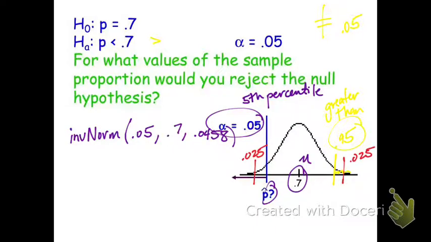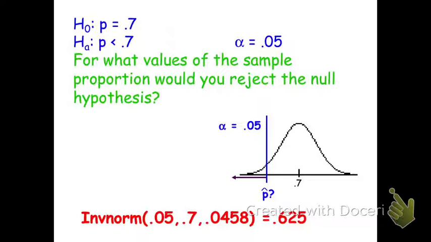Because I'm cutting my alpha in half and I'm putting it on either side. I've never seen a question where you had to do the not equal to, but just in case, if it's a not equal to, then you cut alpha in half and then you go to the half percentile. So I'm going to find that when I plug it in.